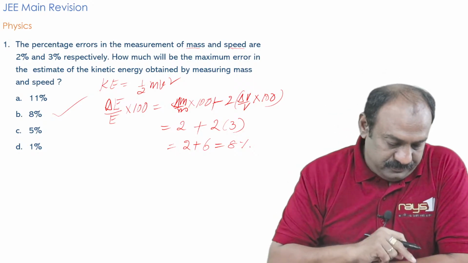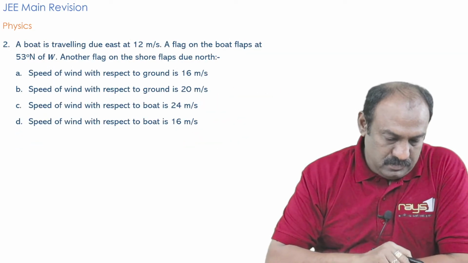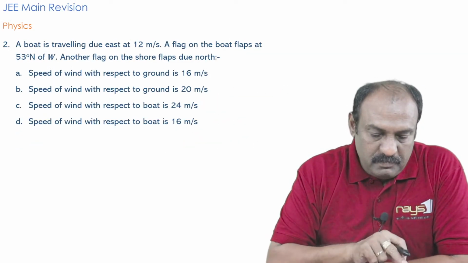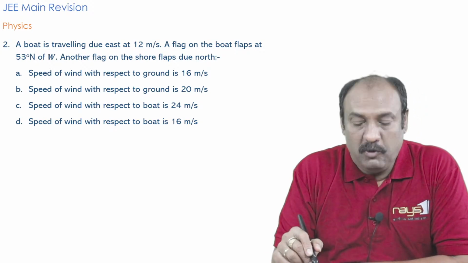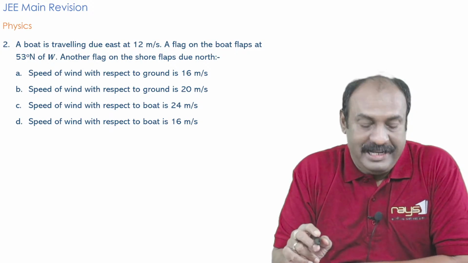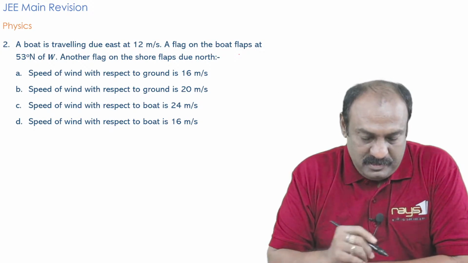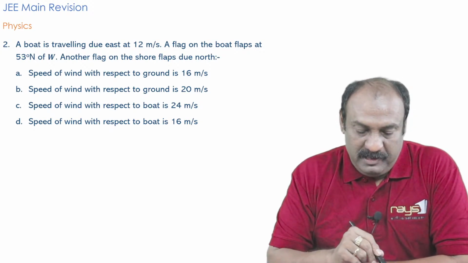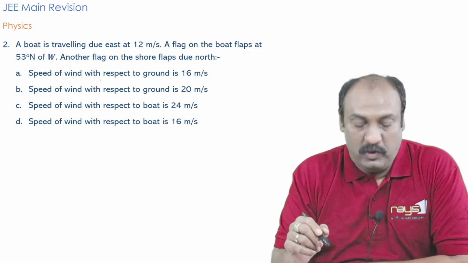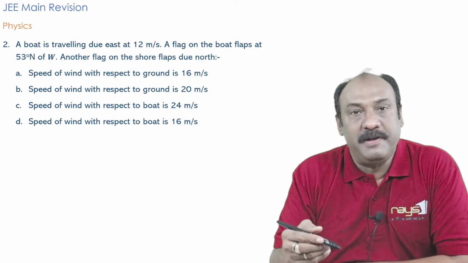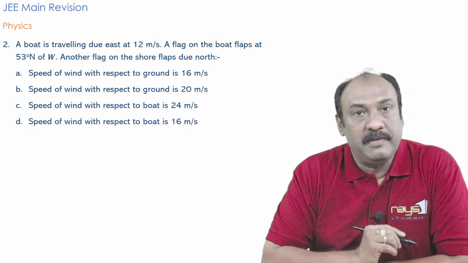Next question. Question number 2. A boat is traveling due east at 12 meters per second. A flag on the boat flaps at 53 degree north of west. Another flag on the shore flaps due north. Then, according to options, speed of wind with respect to ground is given. Speed of wind with respect to ground in the second option is given as 20. So we have to find speed of wind with respect to ground and speed of wind with respect to boat, that we have to identify.